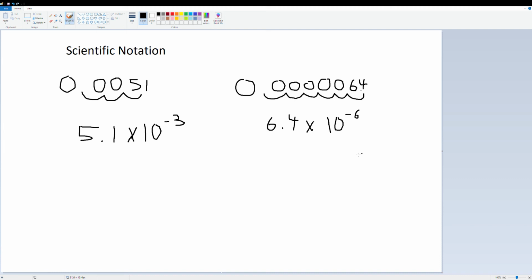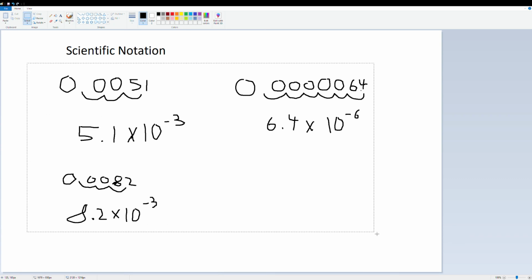Let's do one last one here. Let's take 0.0082. Again, we're just going to take this decimal point and move it once, twice, 3 times. So again, we simply write that as 8.2 times 10 to the negative 3. So that is doing scientific notation for relatively small numbers.